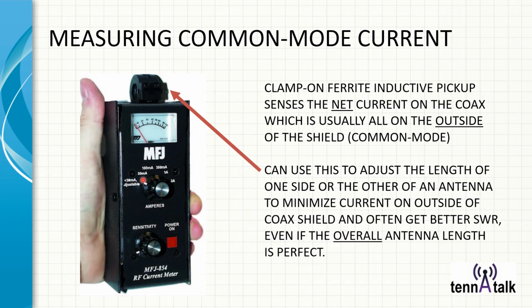So how do we measure it? Here's an MFJ 854 current meter, and it has a clamp-on ferrite here, and you clamp that onto your coax, and it is an inductive pickup that senses the net current on the coax. If you have pure differential mode, you'll have no common mode, and the meter will read 0. You can adjust the length of the one side or the other in the antenna to minimize the current on the outside of the coax shield, and often get a better SWR. Helps you tune the antenna, helps you balance it better. Even if the overall length is perfect, your feed point may effectively not be quite in the middle.